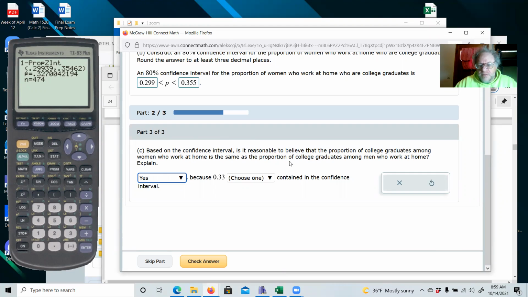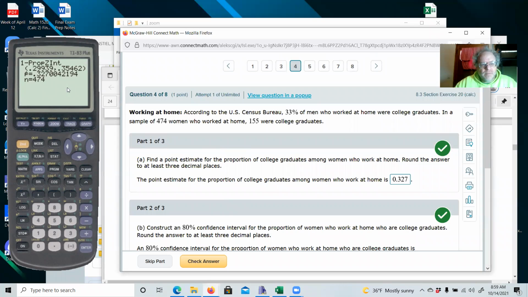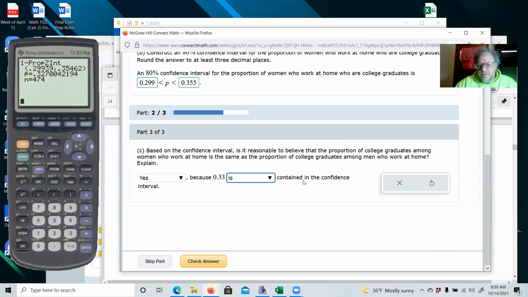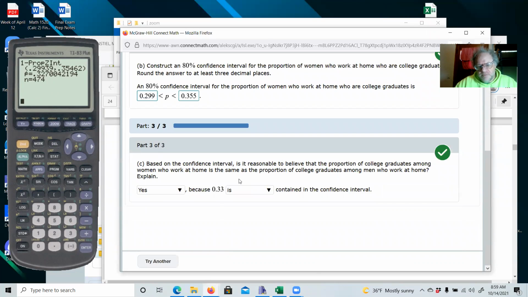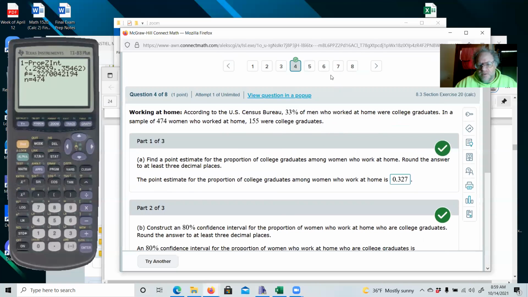Is it reasonable to believe the proportion of college graduates among women is the same? Yes, because 0.33 is within my confidence interval, and we should be okay there. So that's the kind of question I would ask. This would be a very standard, straightforward question you could expect to see on a quiz.